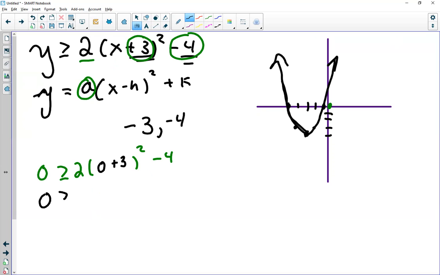So 0 is greater than or equal to 2 times 3 squared minus 4. 3 squared is 9, times 2 is 18. 18 minus 4 is 14. Now is 0 greater than or equal to 14? No, that's false. And you should get that your 10, 10 is also false.